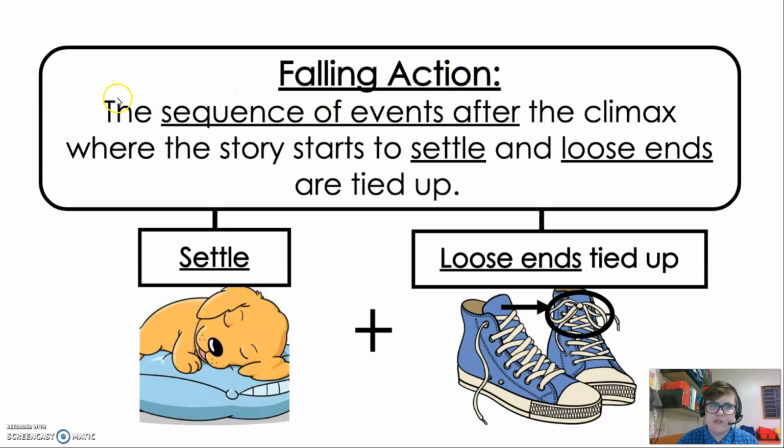So the falling action is the sequence of events after the climax, where the story starts to settle and loose ends are tied up. So things are starting to settle down for the characters. All the different questions that you had while you were reading are starting to be answered. We're starting to come towards the end of the story. The falling action is usually the smallest part. The rising action is usually the biggest part. And it just describes what's happening between the climax and the ending.